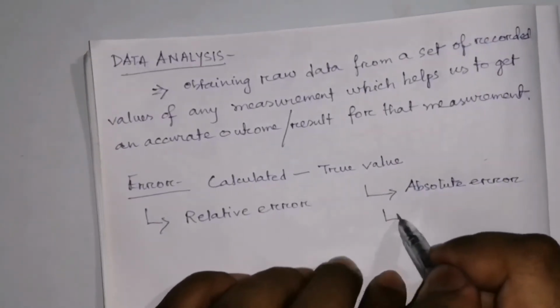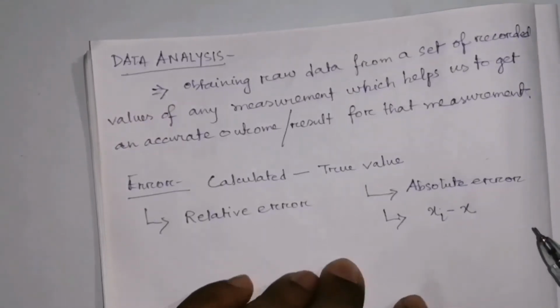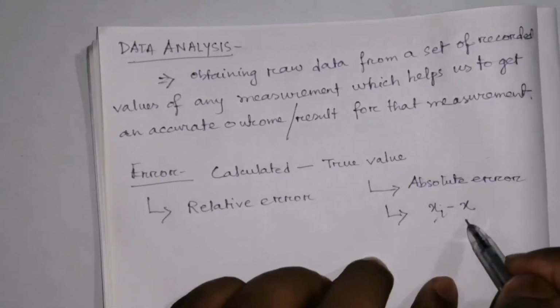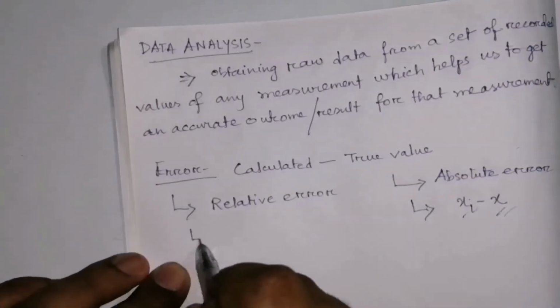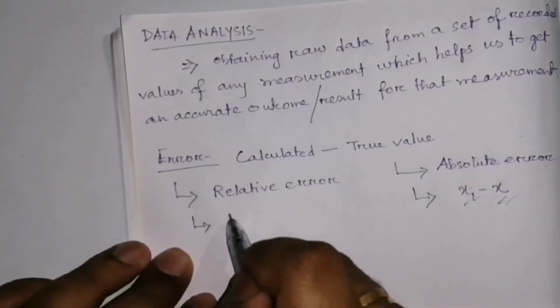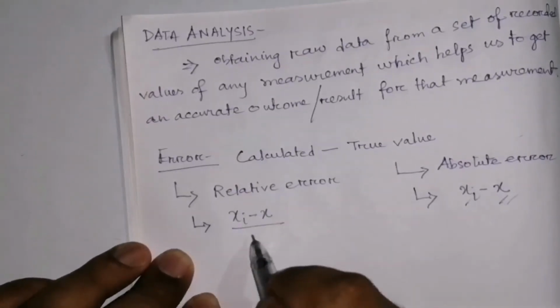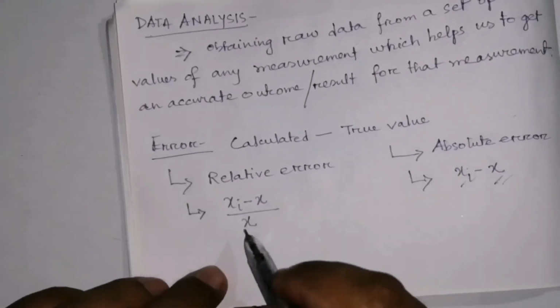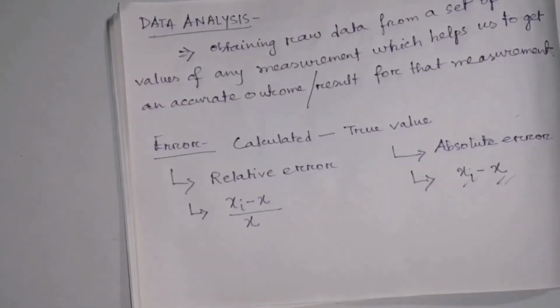Mathematically, this absolute error is represented by xi minus x, where xi refers to the calculated value and x refers to the true value. And this relative error is mathematically expressed as xi minus x divided by x. And if you want to get the percentage, we generally multiply it by 100.